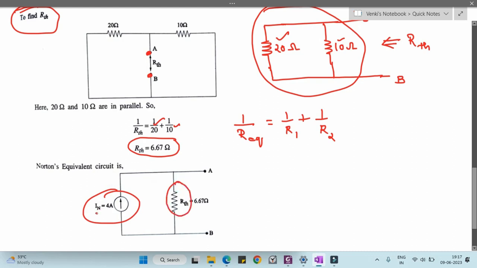So the Norton's equivalent circuit is the current source in parallel with the resistance. So the current source is nothing but the I Norton. The resistance is nothing but the R Thevenin. So this is the Norton equivalent circuit.